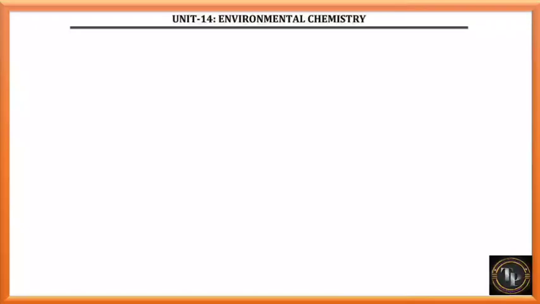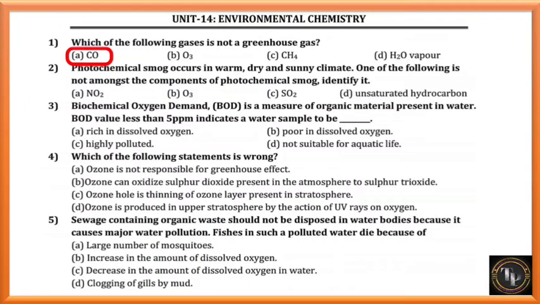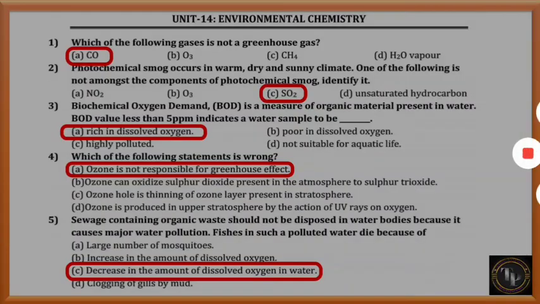Last chapter, environmental chemistry. Again, they will ask MCQs from this also. Which of the following gases is not a greenhouse gas? CO. These are the answers, guys.